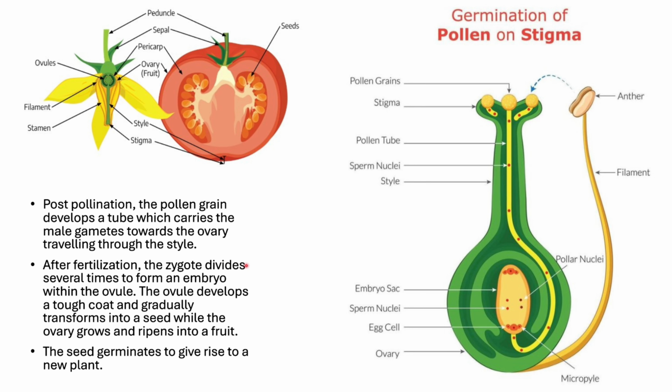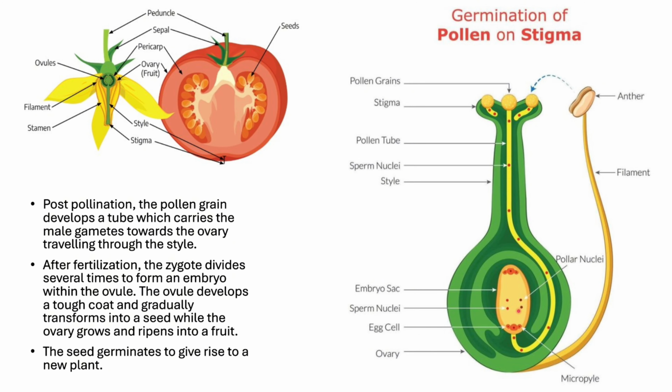This zygote will undergo further division to form a embryo. Okay, all this happens inside the ovule, within the ovule. Thus, after this, the ovule will develop a tough covering or a coat, and later on it will transform into a seed. And what happens to the ovary? It will ripen into a fruit.